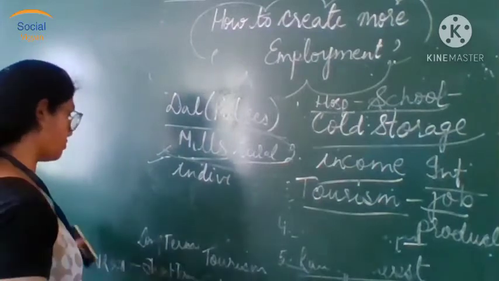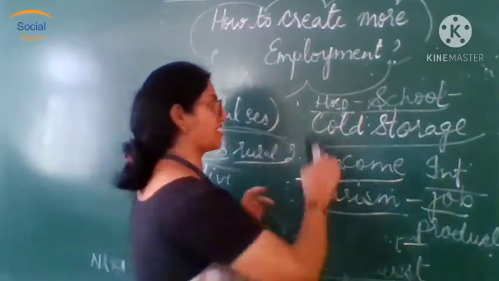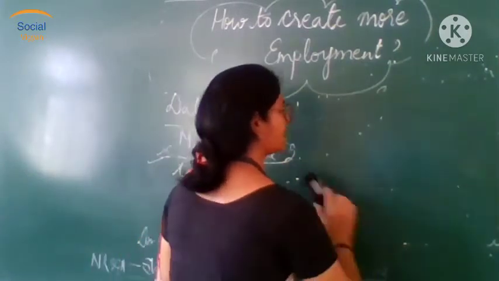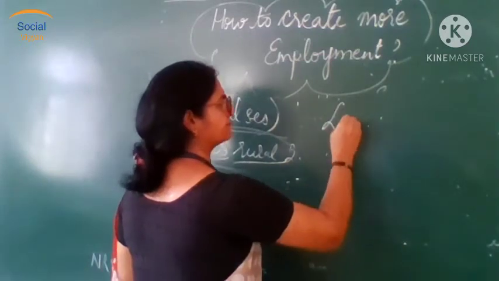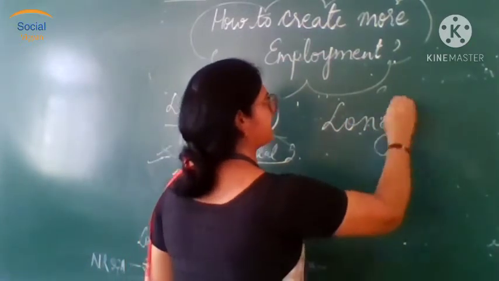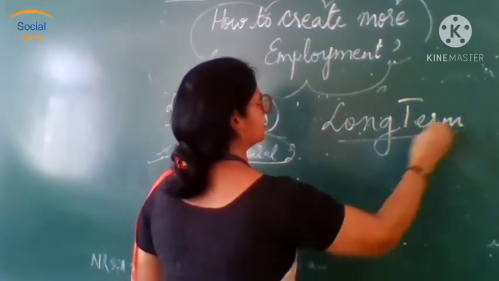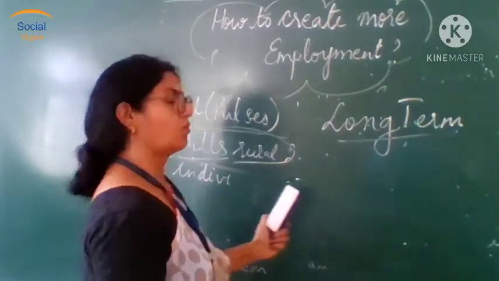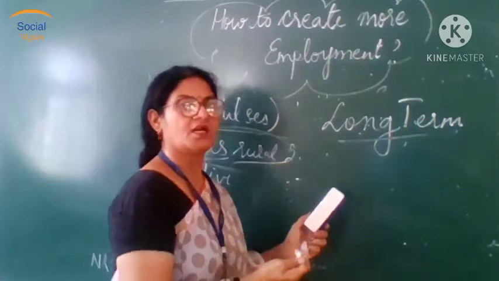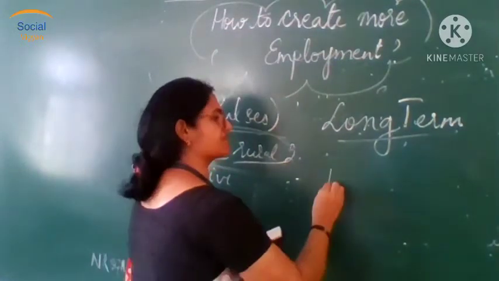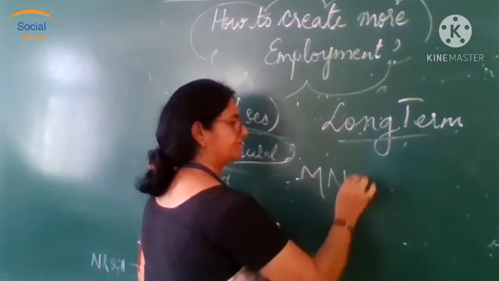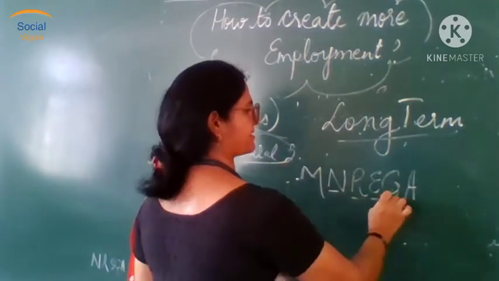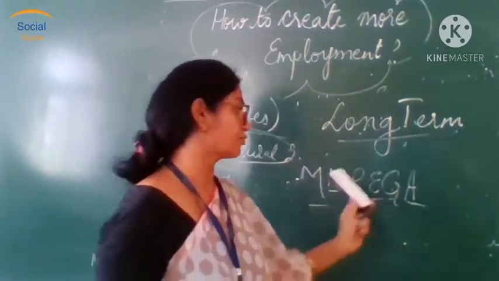Along with this, we need to know that a few steps to be taken by the government are short-term and a few are long-term. Long-term steps, like you say, are construction of dams or schools or hospitals. Short-term, maybe immediately what can be done? They will be provided help through schemes like MGNREGA. Earlier it was NREGA, National Rural Employment Guarantee Act, which is now the Mahatma Gandhi National Rural Employment Guarantee Act.